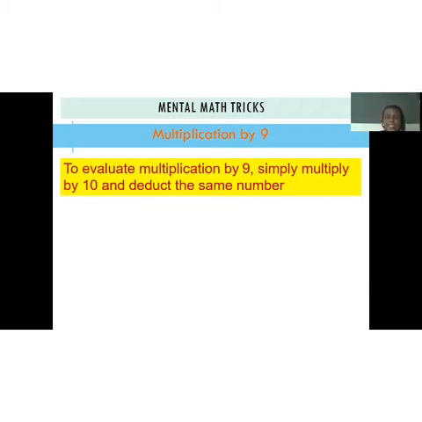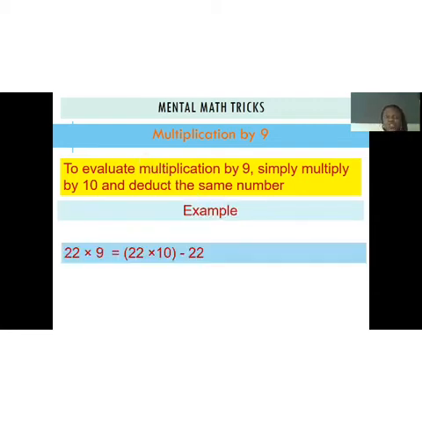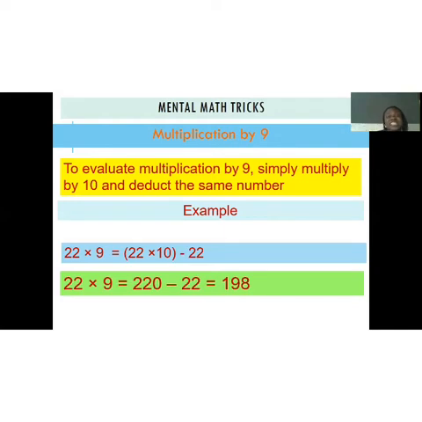So let's take an example: 22 times 9. Of course, most of us are bosses. We might be able to do 22 times 9 very quickly in a matter of seconds. But if you want an additional trick, you can do 22 times 10, then remove 22 again. 22 times 10 is 220. That's easy to remember, easy to calculate. 220 minus 22 is easy.